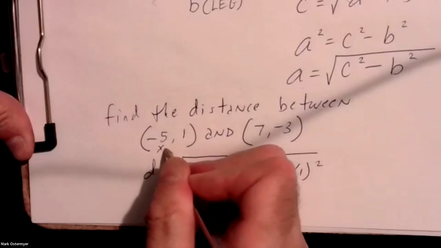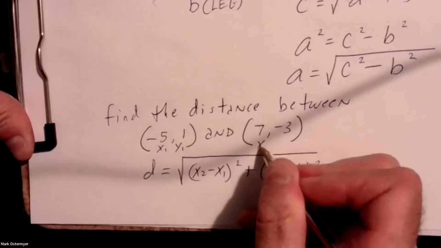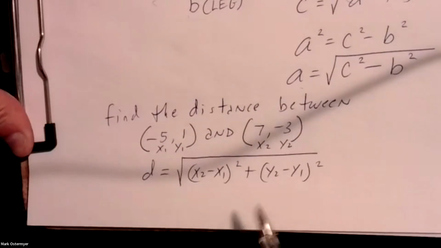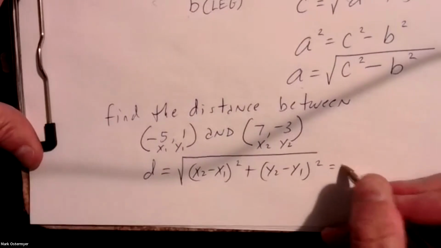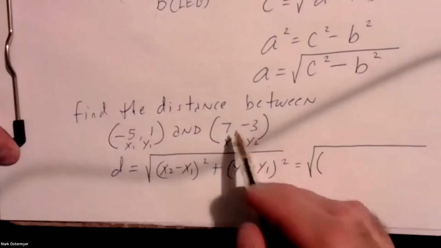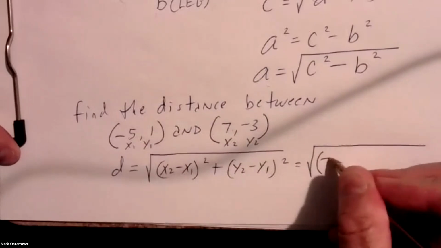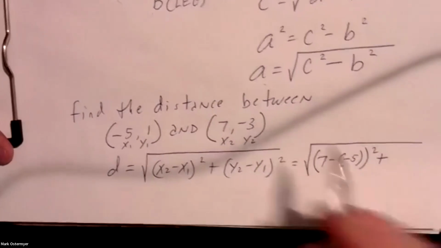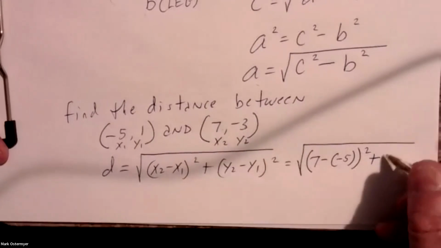Suppose I call this point my first point, x1, y1, and designate this as being my second point. By the way, it doesn't matter which one you call your first and second point. So the distance between these 2 points in the plane is going to be the positive square root of 7 subtract a -5 squared plus -3 subtract 1 squared.